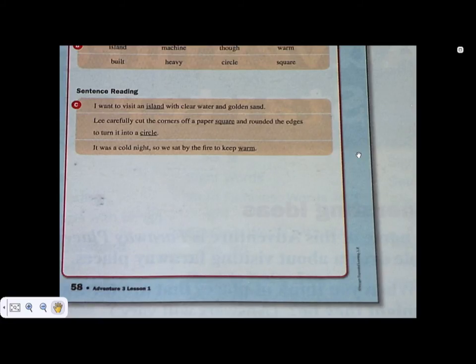Let's move to the next one. Put your finger under the first word. It was a cold night, so we sat by the fire to keep warm. Let's read it again a little more fluently. Read with me. It was a cold night, so we sat by the fire to keep warm. Your turn.